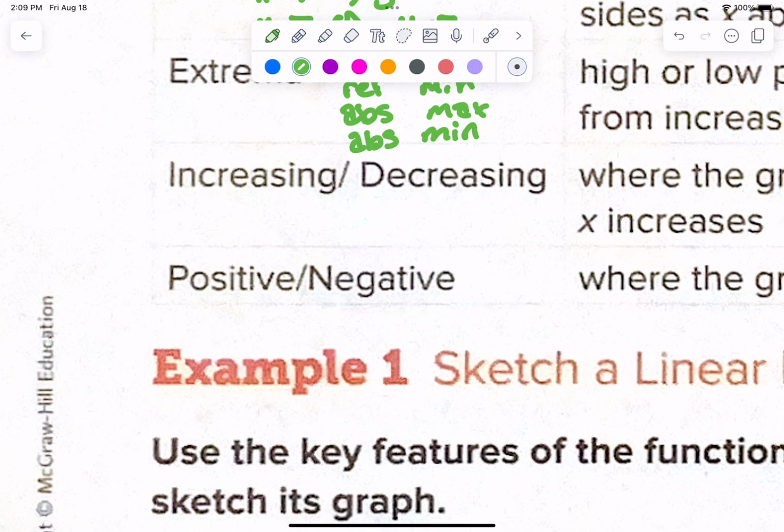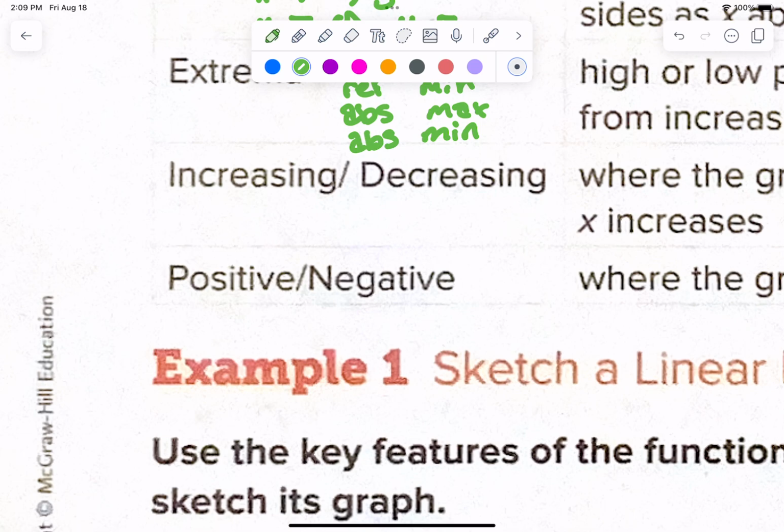All right. Increasing, decreasing versus positive, negative. These people get this confused all the time. Okay. Increasing, decreasing, positive, negative. People get this confused all the time. They call them the wrong thing.